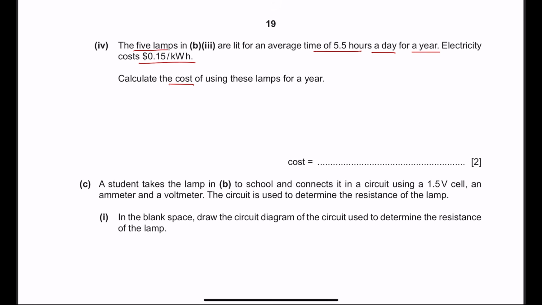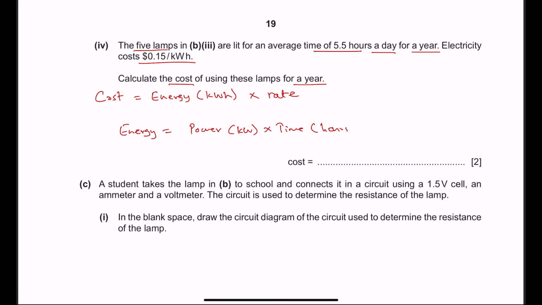You have to calculate the total cost for using these lamps for a year. So obviously cost is calculated by energy consumption, which has to be in kilowatt hours, times the rate, which is 0.15. But in order to calculate the energy, what you do is you do power in kilowatts multiplied by time, which has to be in hours.